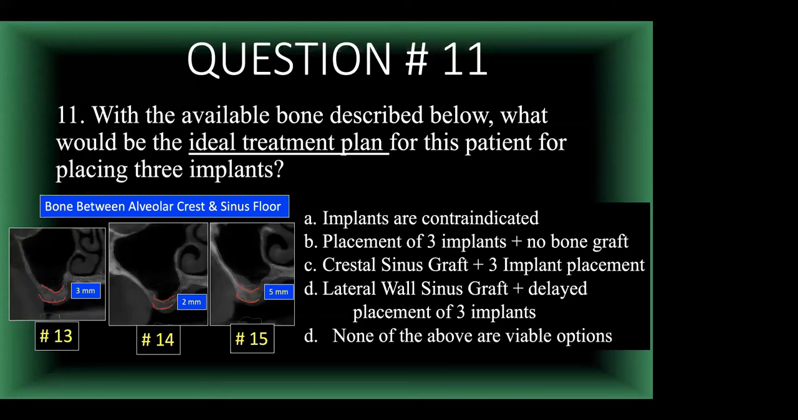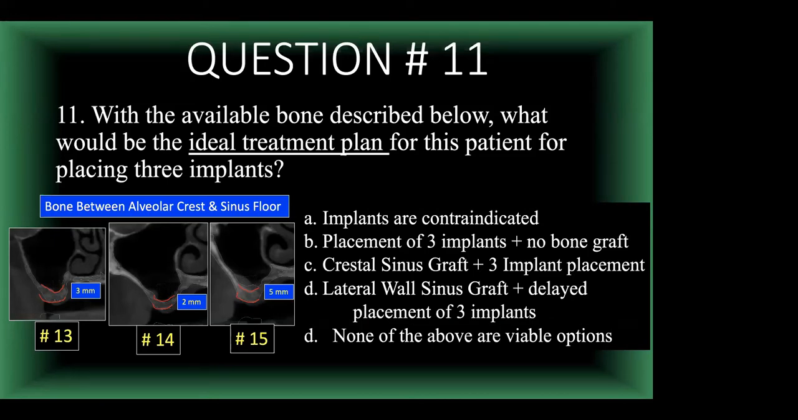So that leads us to the last question. Let's go back to this specific case. With the available bone described below, what would be the ideal treatment plan for placing 3 implants? So we've determined that there's parafunction, poor bone density, very little bone. We're going to place 3 implants.